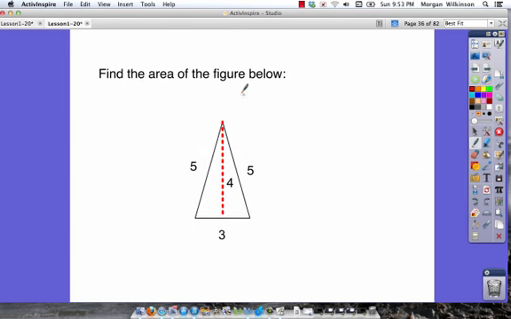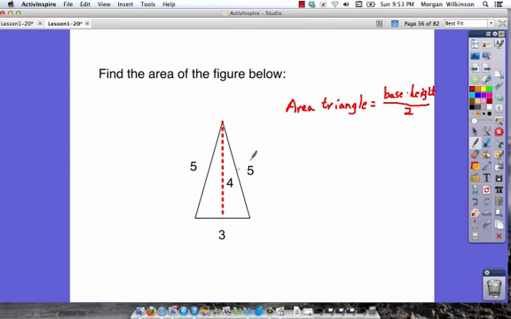Okay, let's find the area of the triangle below. What we need to know is what the area of a triangle is equal to, because we can't just count the nice square units within it like we could with our square or rectangle. So the area of a triangle is always the same. It's always going to be equal to the base times the height divided by 2.